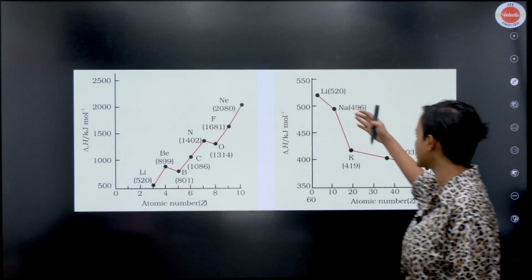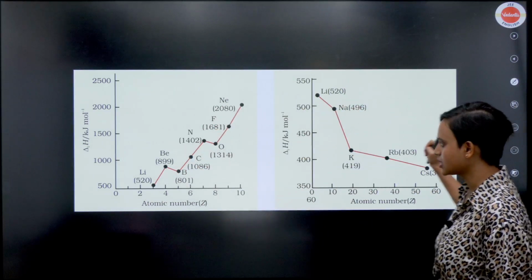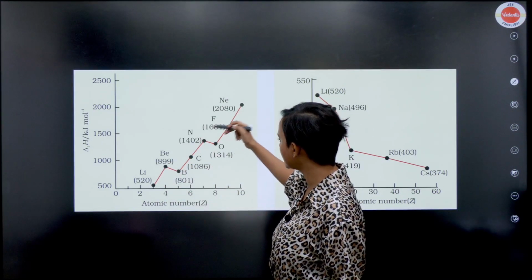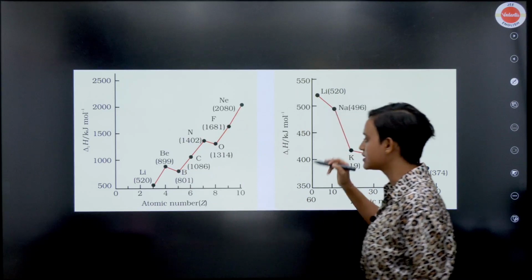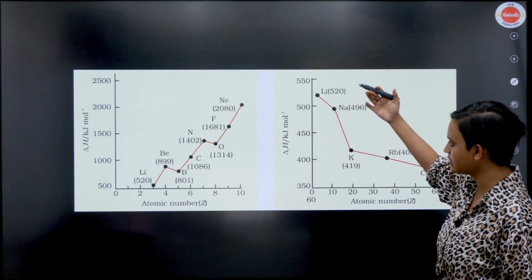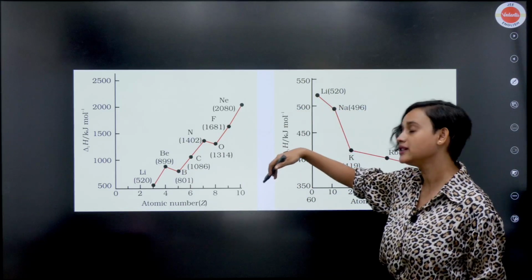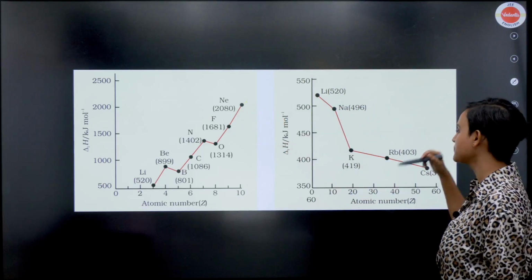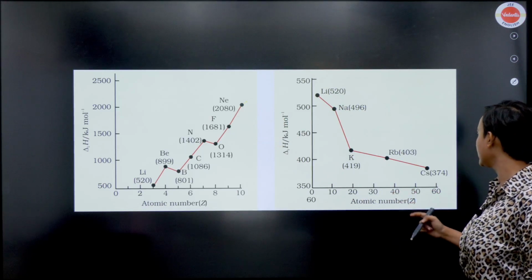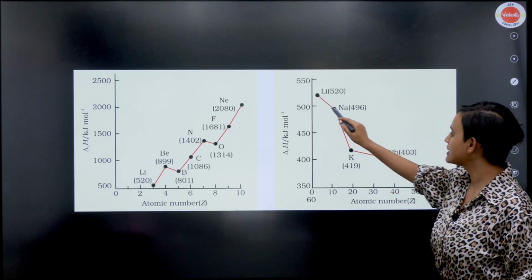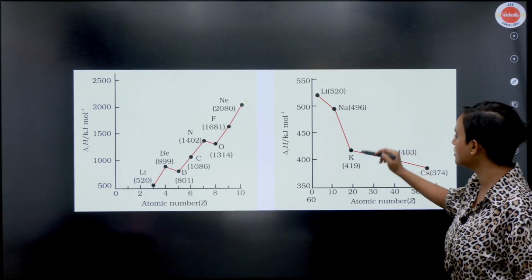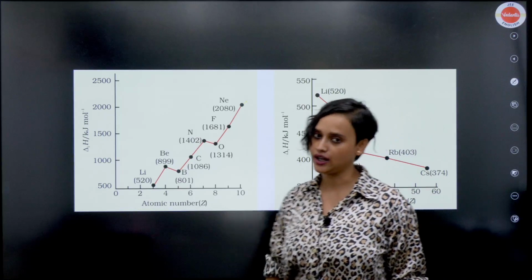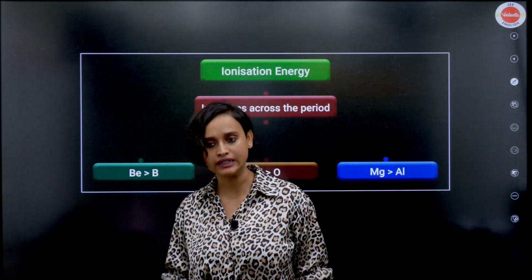Basically, this is the graph that you get to see here. As you can see, from lithium, beryllium, boron, carbon, nitrogen, oxygen, fluorine and neon, see how it is increasing. Even in case of noble gas, it's very hard for you to take away an electron. And then again here, as the size increases, see lithium, sodium, potassium, rubidium and cesium, as you go to cesium, there is a steady drop in the ionization energy because atomic number increases.